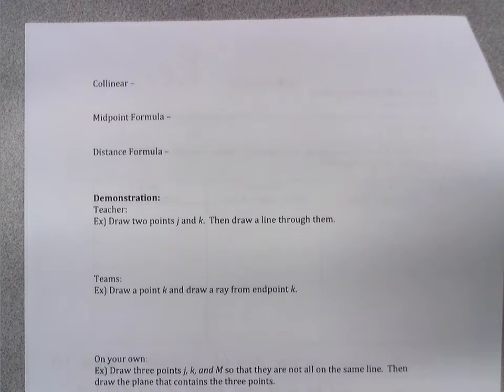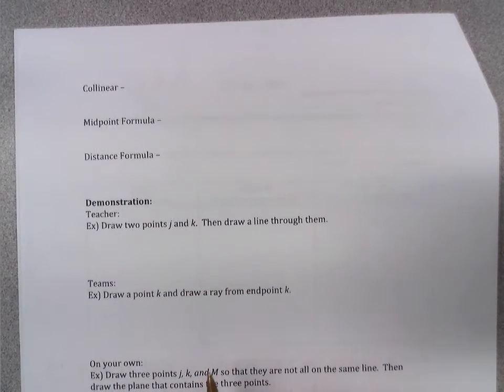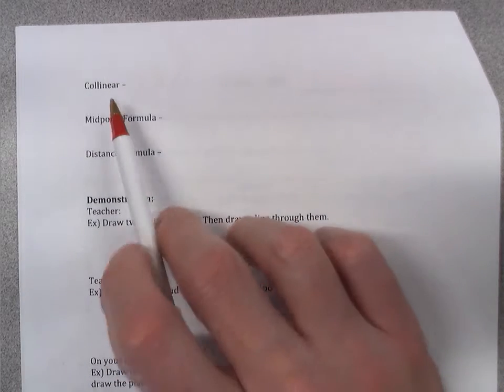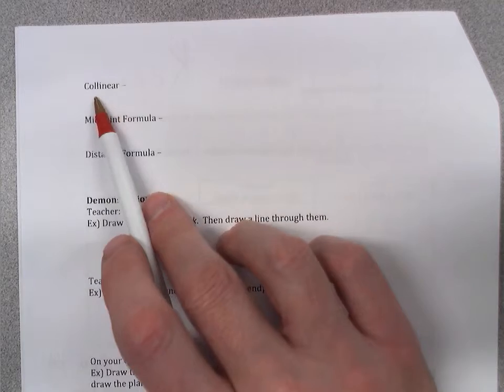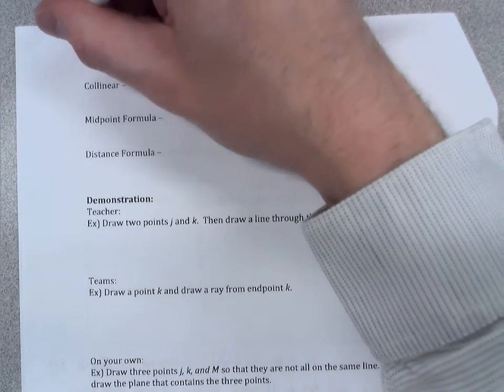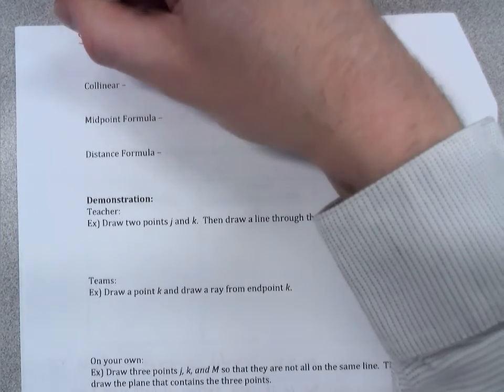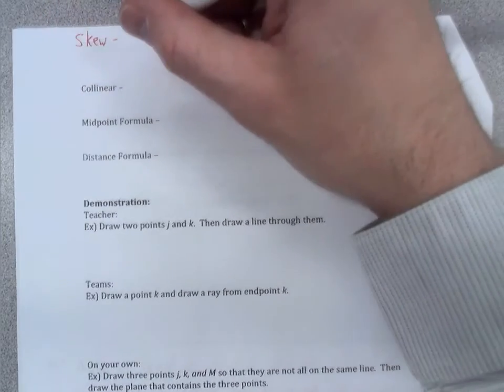Okay, welcome back. This is part 2 of lesson 7.1. We're going to finish with some of our definitions. Notice on the back page here, next page we have collinear, midpoint formula, and distance formula. I want to add another term that didn't make it onto the front side, and that is skew.